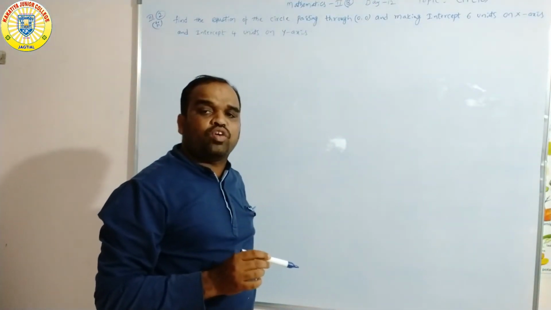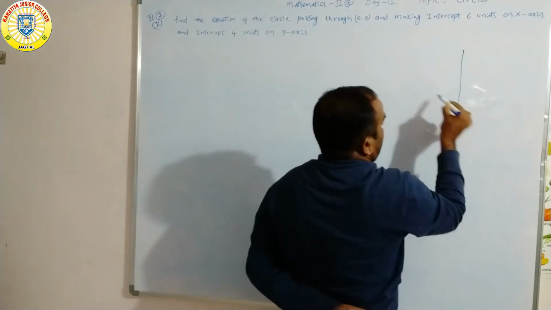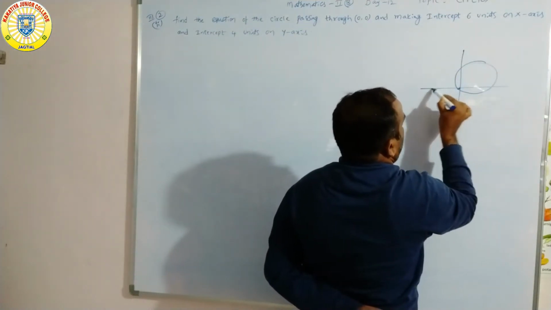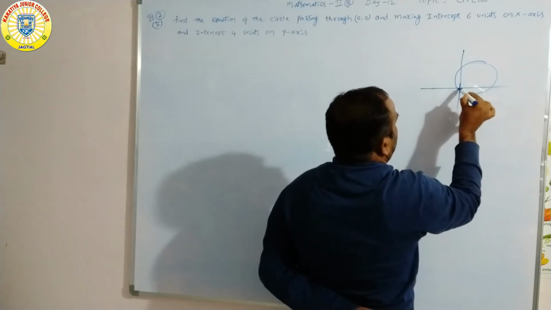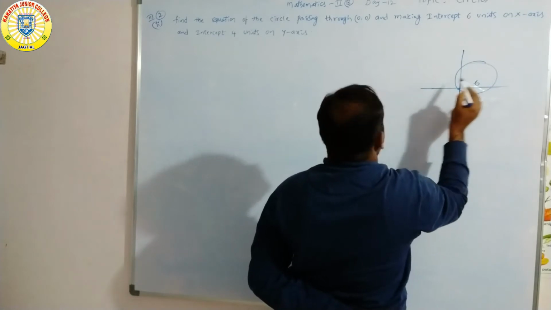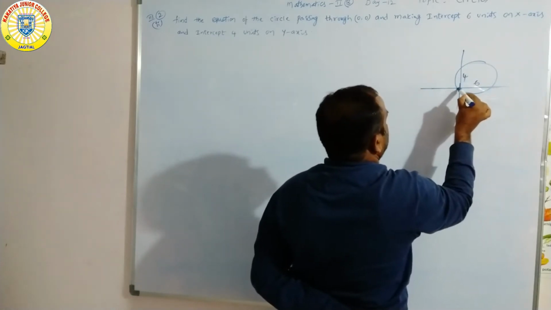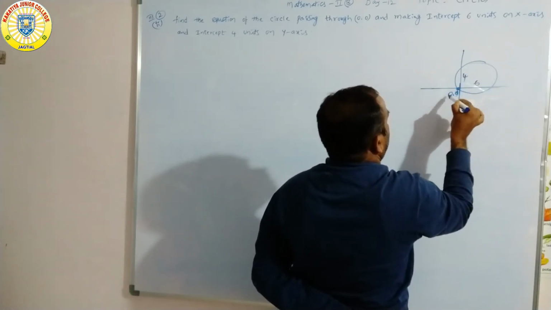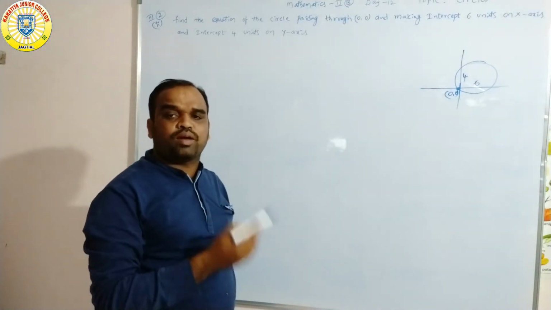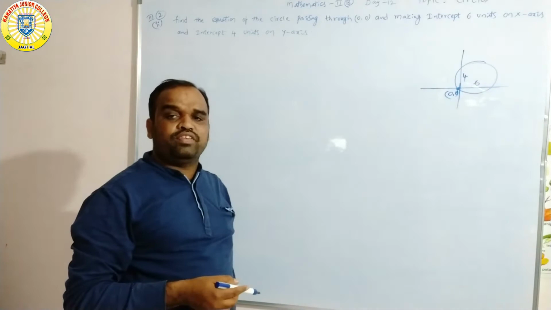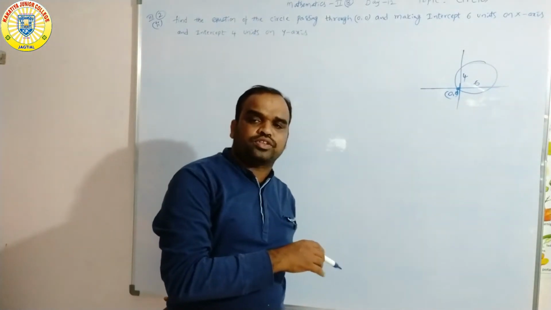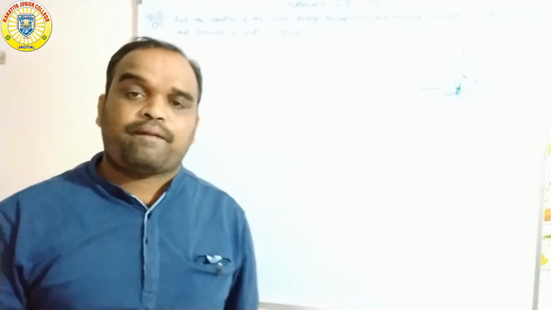Do this problem homework. See here, this is also a circle passing through 0, 0. Here x intercept is 6. Y intercept is 4. Passing through 0, 0. Do this problem homework. Previous problem, this problem both are same. Do this problem, must and should, homework. Okay, now.